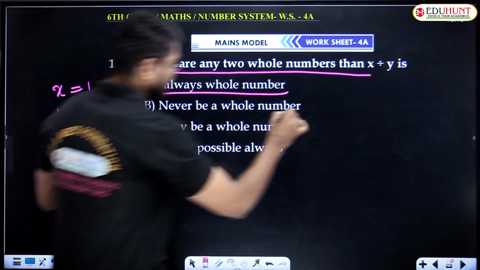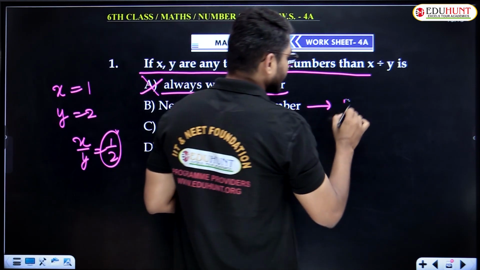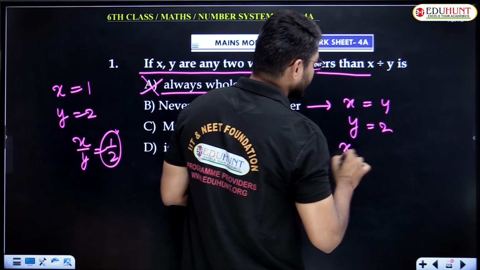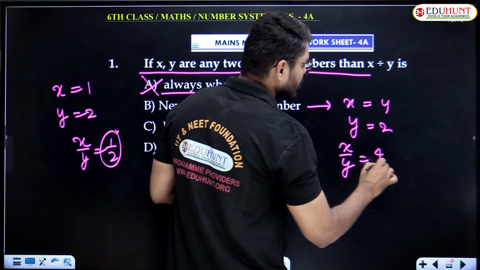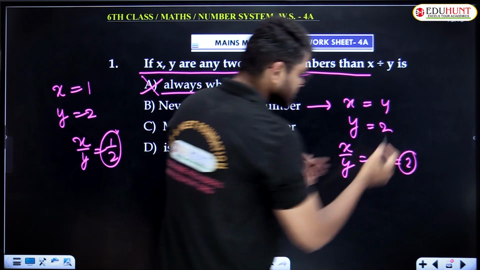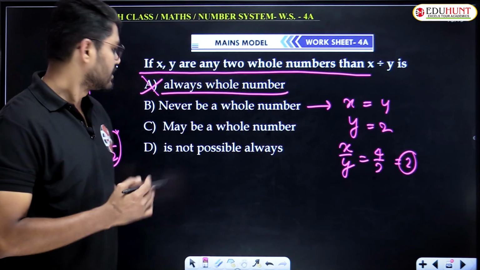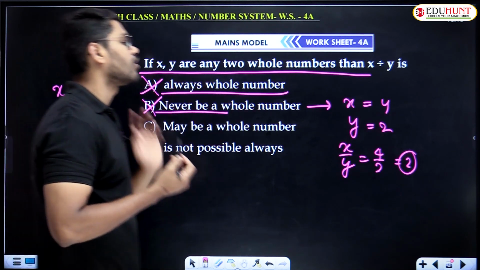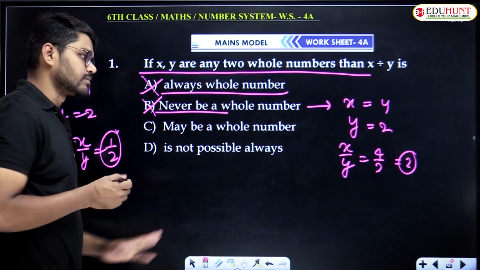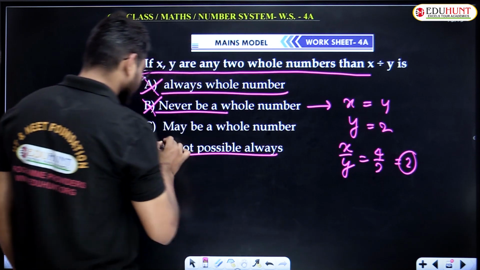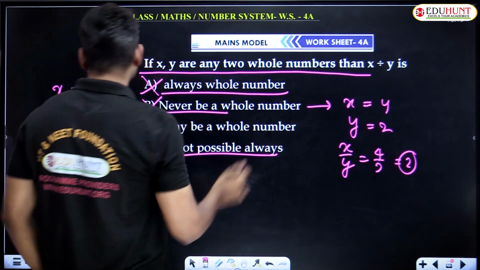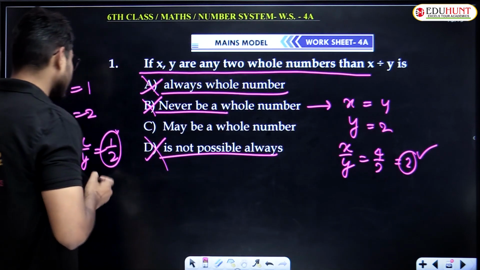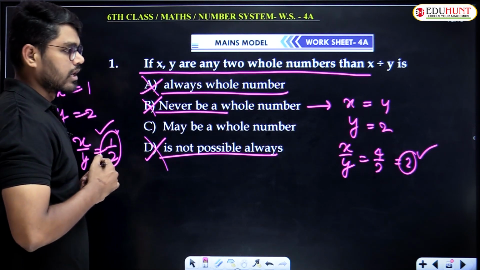If I take x is equal to 4, y is equal to 2, then x by y is equal to 4 by 2, that is 2. It is a whole number in this case. So saying it is never a whole number is also wrong. It may be a whole number, but it is not possible always. In this case it is a whole number, and in this case it is not a whole number.